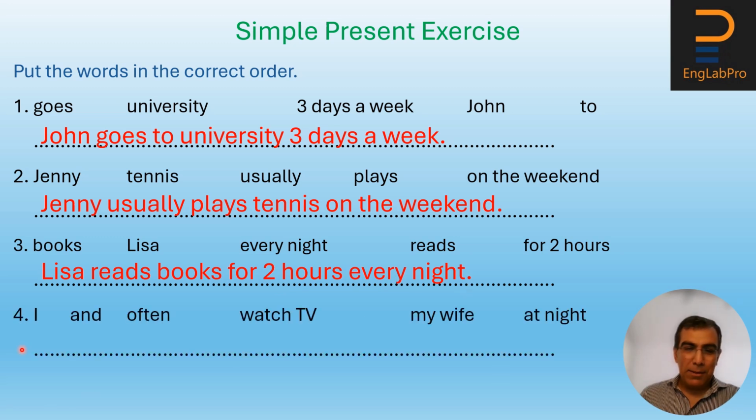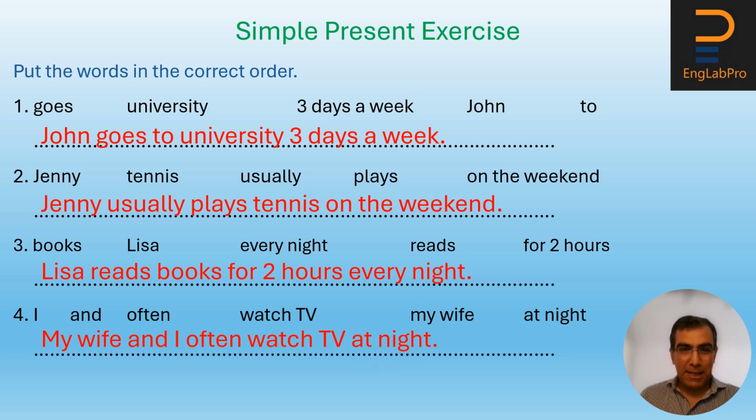And the last one, I and often watch TV, my wife at night. Well, the answer is my wife and I often watch TV at night. Remember, we always say my wife and I. We never say I and my wife. I goes to the end. And often is one of those adverbs of frequency, so it goes before the main verb watch. And at night is the adverb of time that goes to the end of the sentence.